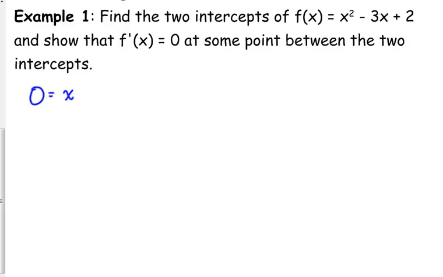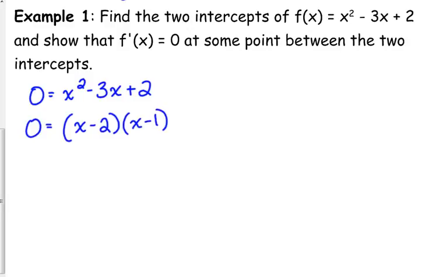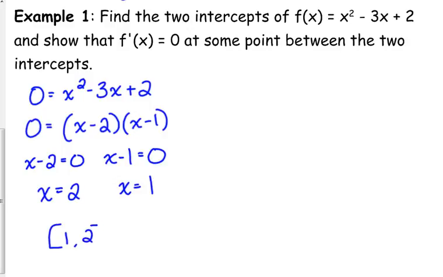If we're finding the intercepts, that's where the function is equal to zero. So we're going to set x squared minus 3x plus 2 equal to zero. It's a quadratic, so we have to factor. This would be x minus 2 times x minus 1. I'm just showing all the work. So our a and b here, our interval is from 1 to 2, because f of 1 is equal to 0, f of 2 is equal to 0. So there's some point between 1 and 2 where our derivative equals 0, and we're going to show that.